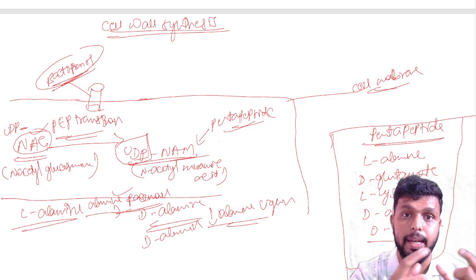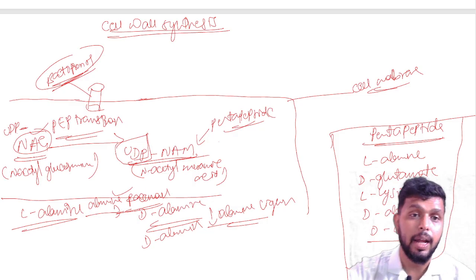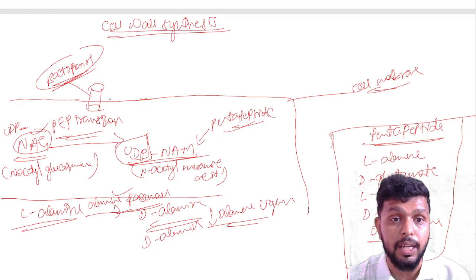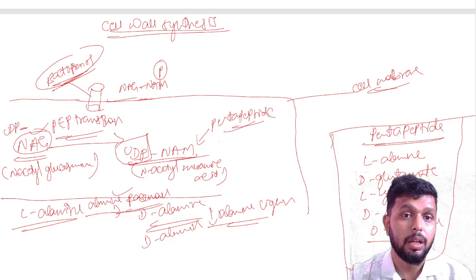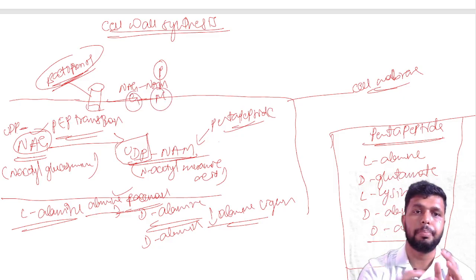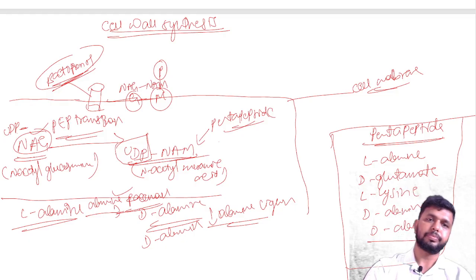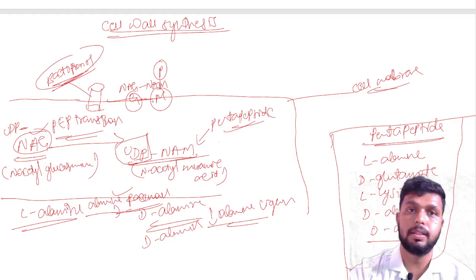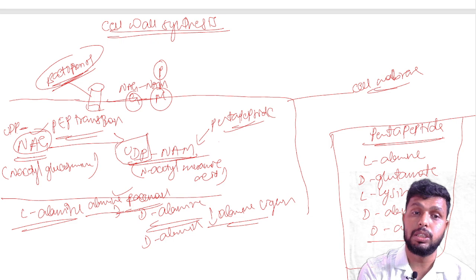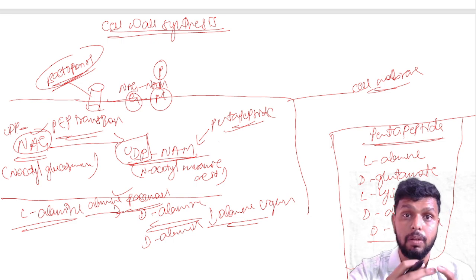That will combine NAM and NAG. They will get combined and be transferred outside of the cell membrane. Sorry, NAG and NAM pentapeptide chain. We will consider NAG as G and NAM as M, and go on in short form so it becomes clear. So once NAG and NAM pentapeptide chain combine, outside of this cell membrane they will be elongated.